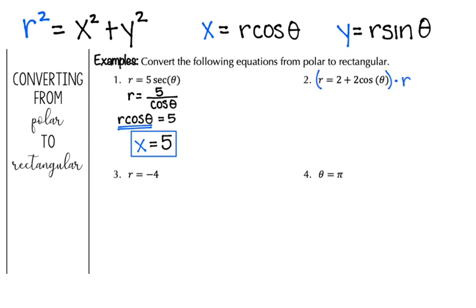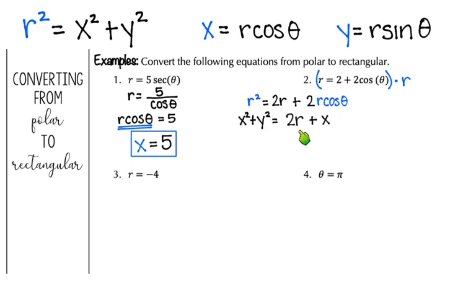Problem number 2. In problem number 2, I only have an r, and I need to have r squared. I happen to have a cosine theta, but I need an r cos theta. So I'm going to multiply everything times r. Again, these are little techniques we start learning on how to do the conversions. I need to see an r squared, and I need to see an r cos theta or an r sine theta. So by multiplying everything by r, I'm going to get an r squared. I'm going to get a 2r. We'll deal with that in a minute. And we're going to get 2r cos theta. So the r squared can be replaced with x squared plus y squared. The r cos theta can be replaced with x, and we have this.